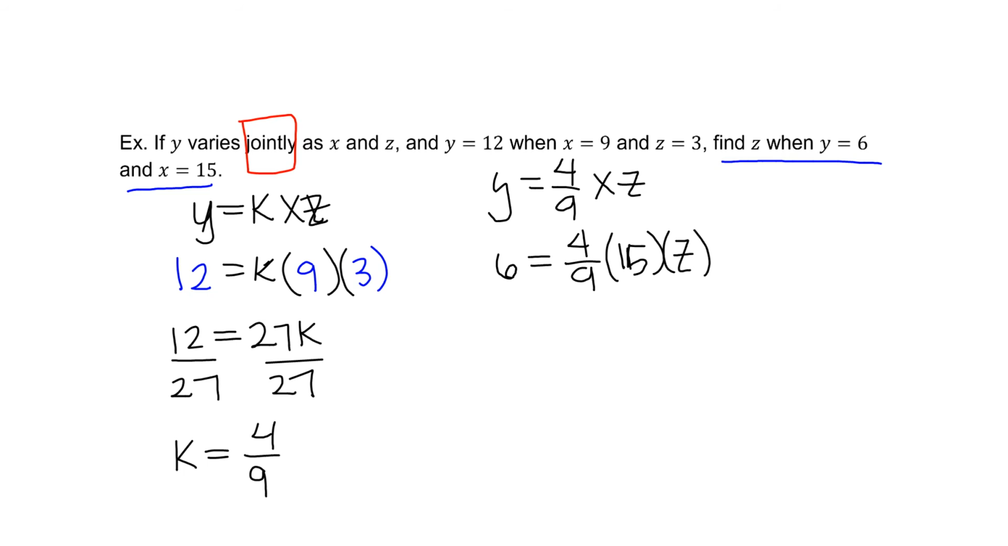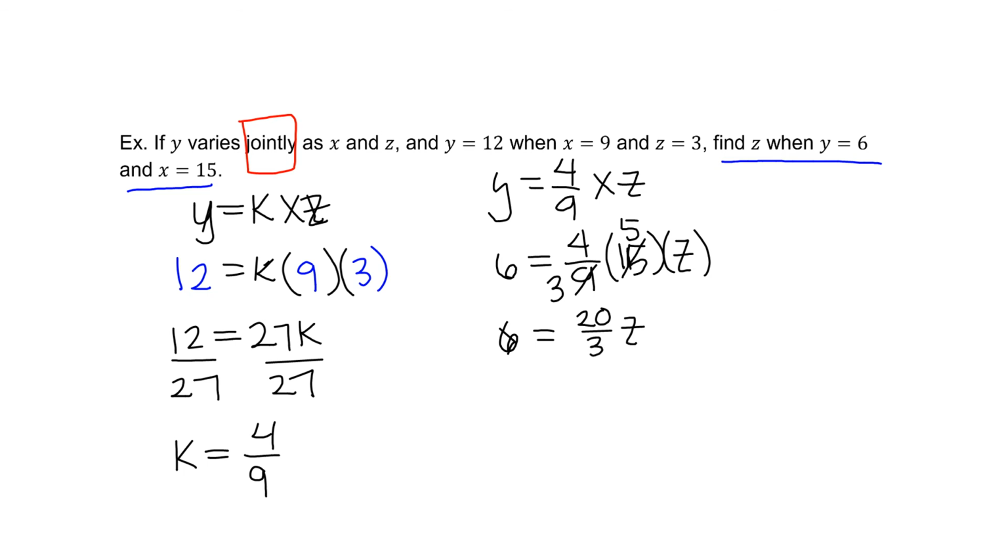Well, instead of multiplying 15 by 4 and then dividing it by 9, I'm going to go ahead and simplify first. 15 and 9 are both divisible by 3. So I'm going to go ahead and divide those by 3 now. So the 9 becomes 3, the 15 becomes 5. So I'm going to get 6 equals 20/3 z.